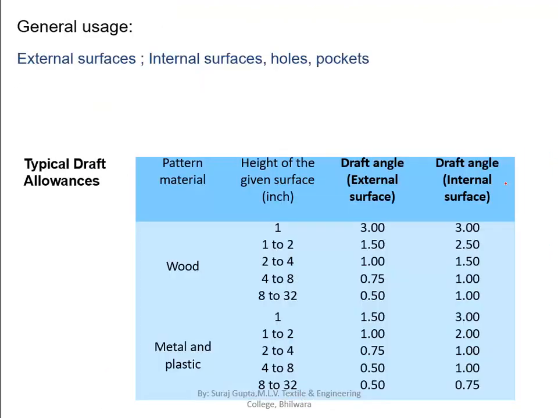In that case, the height of the given surface in inch is 1 and the draft angle will be 3 for the internal surface, and this is for external surfaces. In the form of height we can see this is 1, in the form of angle the value is 3, and these angles are in radian. Internal surfaces, holes and pockets use different draft allowances.